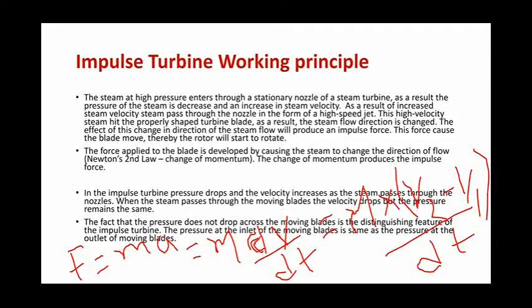So in the impulse turbine, pressure drops and the velocity increases as the steam passes through the nozzles. When the steam passes through the moving blade, the velocity drops but the pressure remains the same. The fact that the pressure does not drop across the moving blade is the distinguishing feature of the impulse turbine. The pressure at the inlet of the moving blade is the same as the pressure at the outlet of the moving blades.